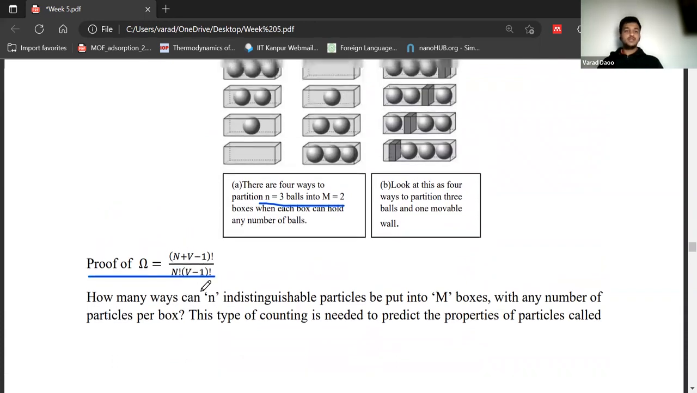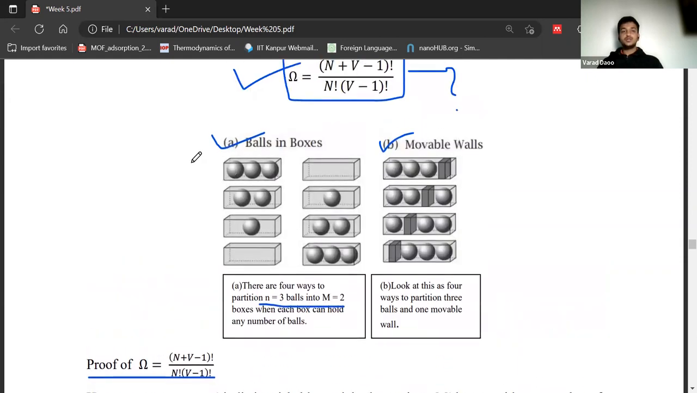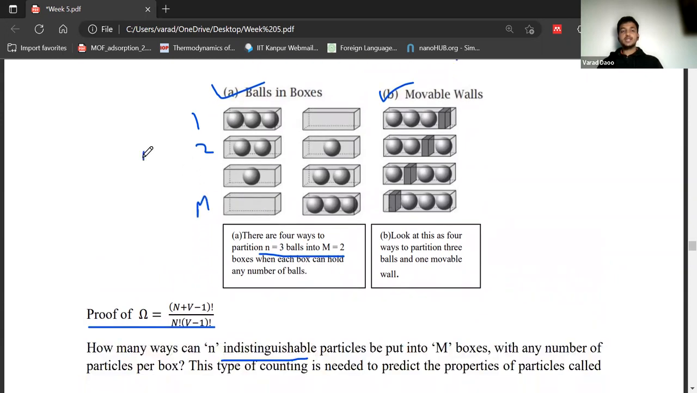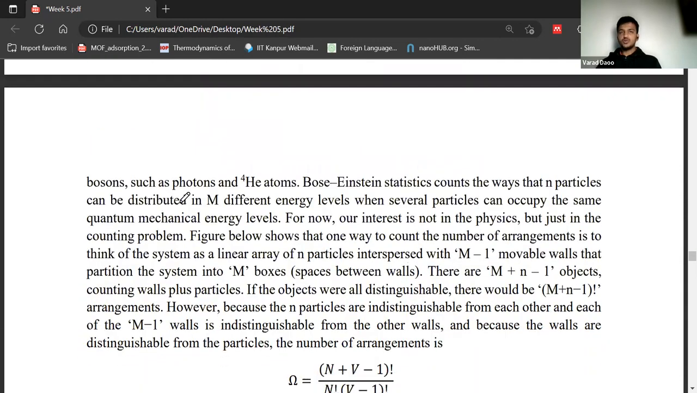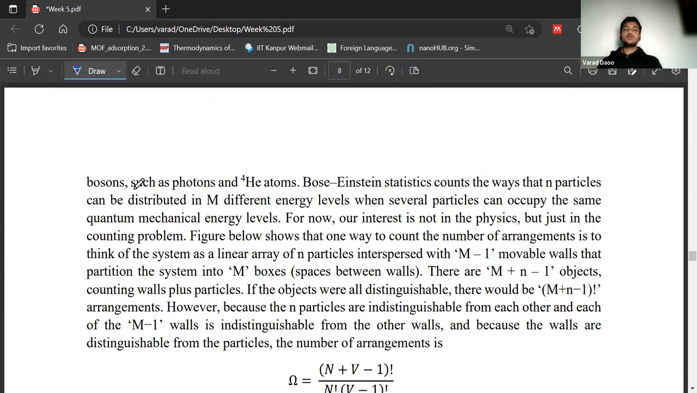How many ways can indistinguishable particles be put in m boxes, right? So this is box number 1, box number 2, such that we have m boxes and the number of particles is n, and the particles are indistinguishable, with any number of particles in a box. This type of counting is needed to predict the properties of particles called bosons. I'm giving also a practical example: bosons such as photons and helium atoms, right?